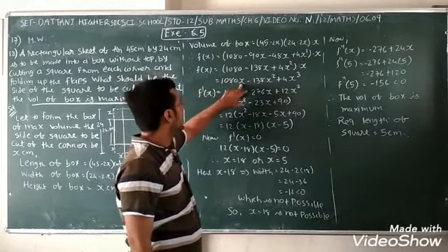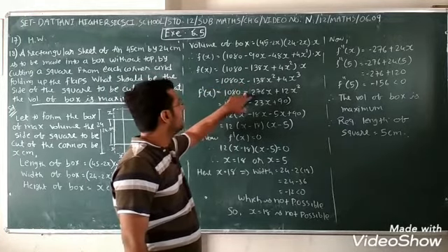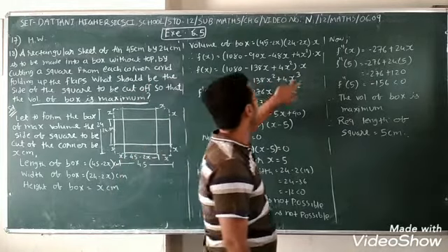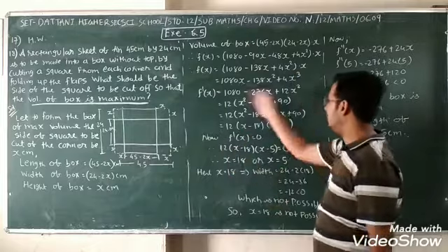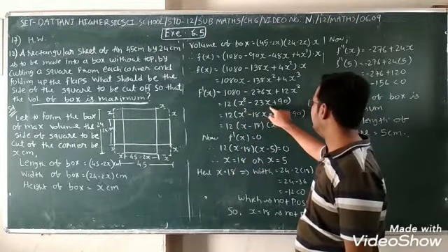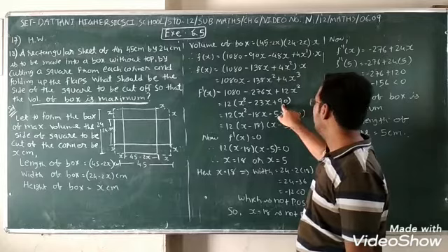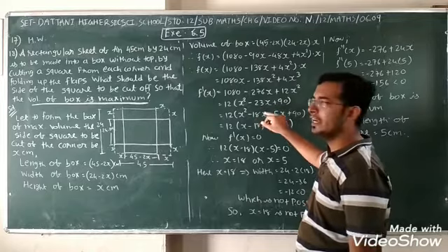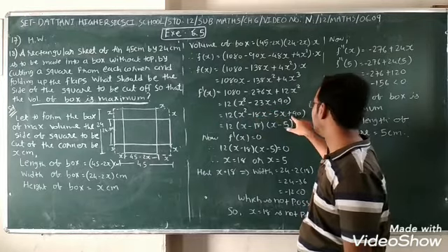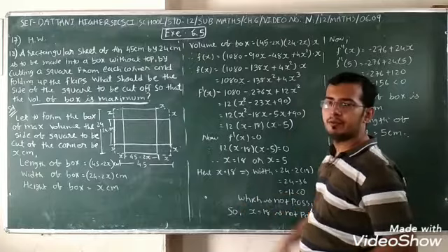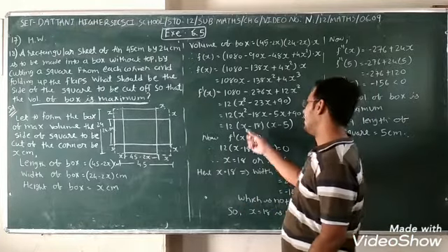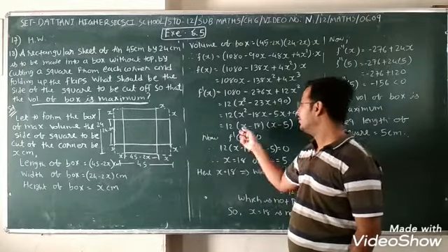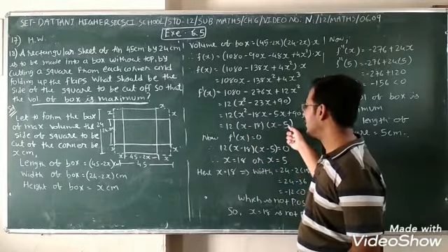Derivative of 1080x is 1080, minus 2 times 138 is 276x, plus 4 threes are 12x square. 12 common: x square minus 23x plus 90. So we need a multiplication of 90 with a summation of minus 23: minus 18 and minus 5. You can perform it, or directly write the factors: x minus 18 and x minus 5.